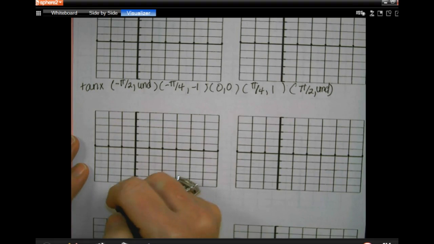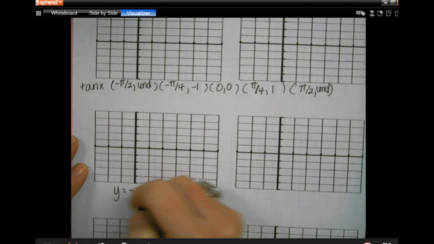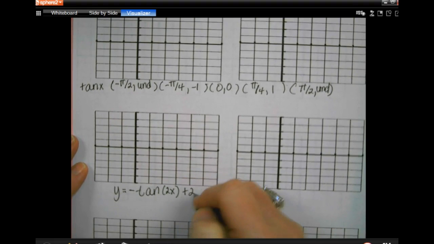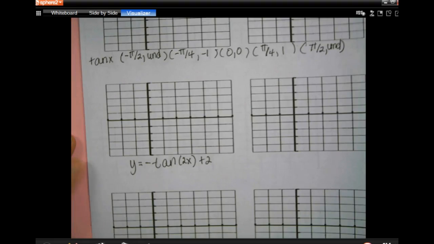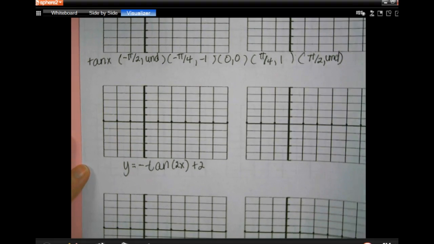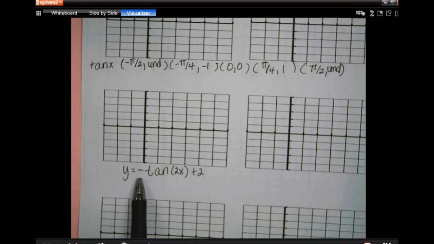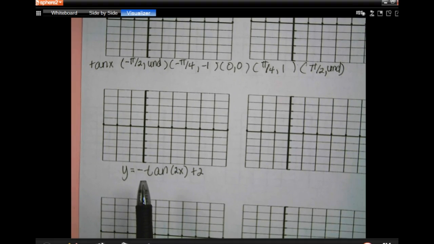So this is what I'm going to graph. Negative tangent of 2x plus 2. So before I do anything, Bruno, what's the negative? Which axis do I reflect over? It's outside. So it affects y, so it's over the x. So it's going to take the function and turn it upside down.